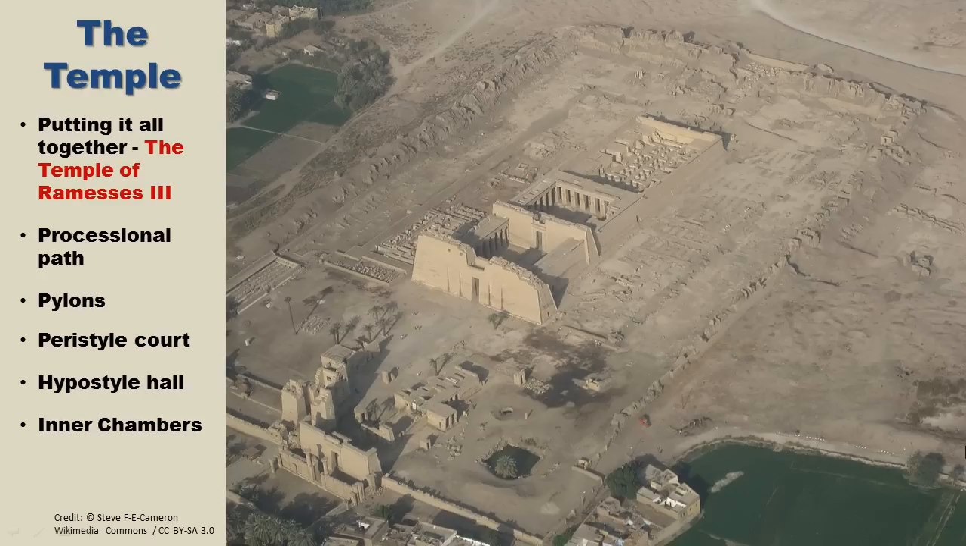So let's tie it all together in this photograph. You can see here is the processional path, here is a pylon, and then the open court, and yet another pylon and another open court, followed by the halls and inner chambers. I should point out that this is only a general order, but there were other designs as well, so some temples didn't necessarily follow this standard order.